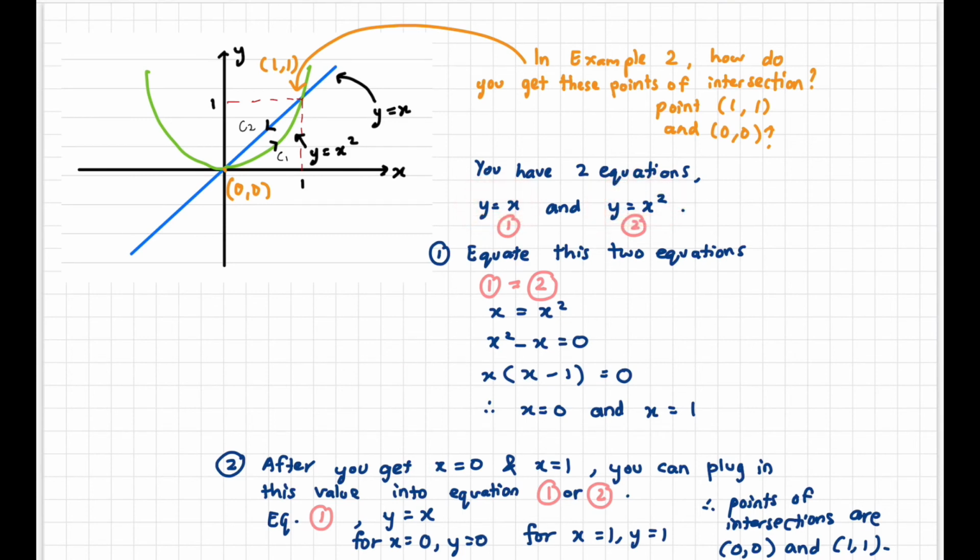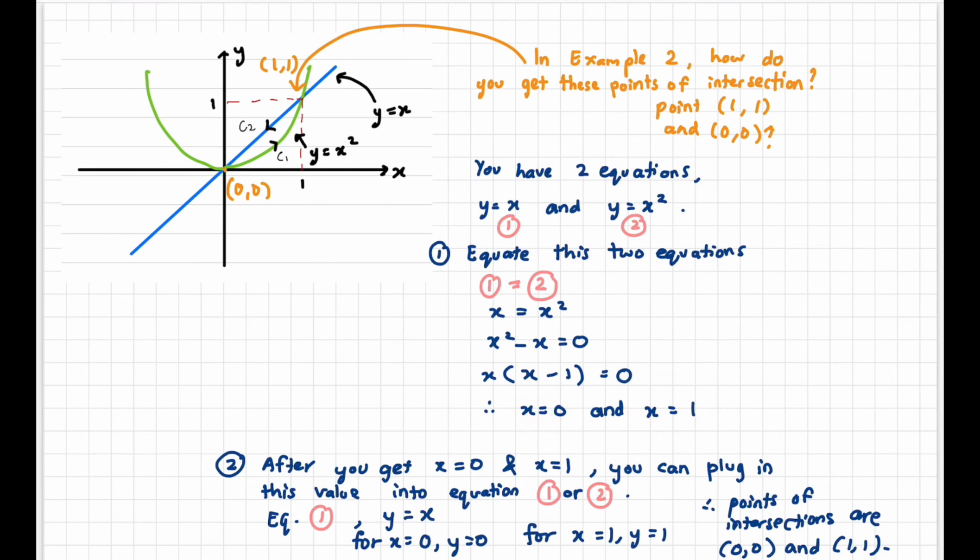First you have to equate these equations. Let's say I name them equation 1 and equation 2. So equate this. Equation 1 is equal to equation 2. So this is equation 1. x is equal to x squared. And then just bring this to the left side and let it equal to 0. And then factorize it. And then solve this, we get x is equal to 0 and x is equal to 1. So now you have two values of x.